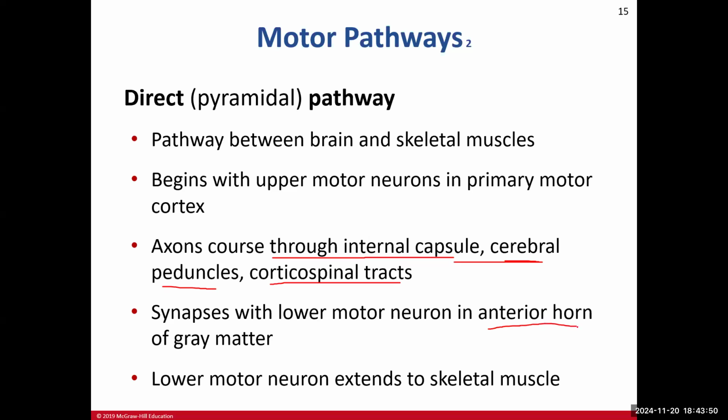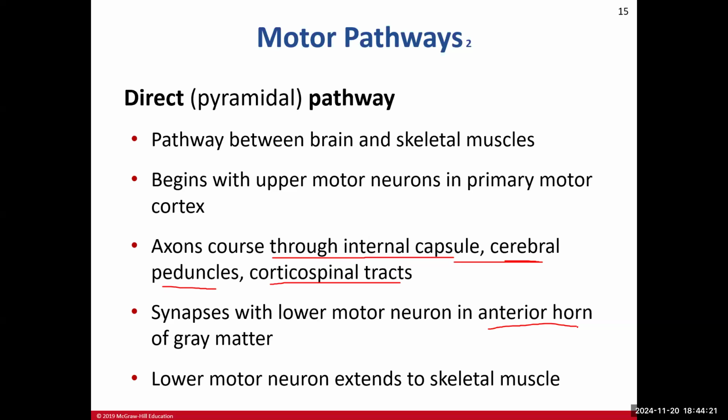From there, that lower motor neuron will exit out of the spinal cord through the anterior or ventral root, and then it travels into the spinal nerve, and then it goes all the way to one of your skeletal muscles somewhere. Could be the muscles in your calf, and it goes down through the sciatic nerve. Could go to the muscles in your forearm, going down through the median nerve.